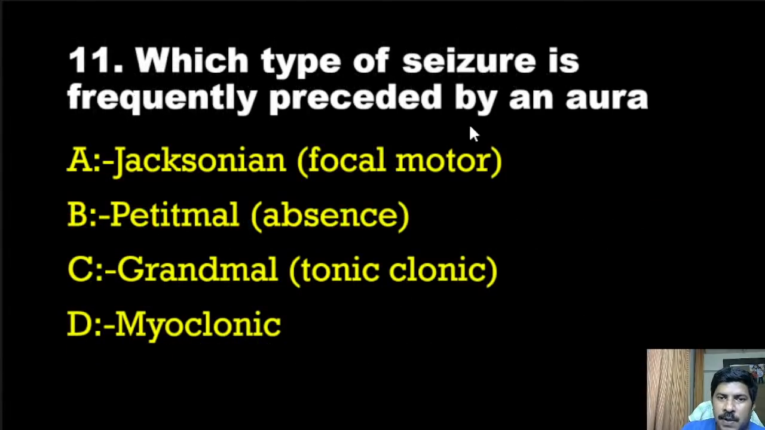11th question. Which type of seizure is frequently preceded by an aura? Jacksonian or focal motor, petit mal or absence, grand mal or tonic-clonic seizures, or myoclonic seizures. Which type of seizure is frequently preceded by an aura? Not always, but frequently.